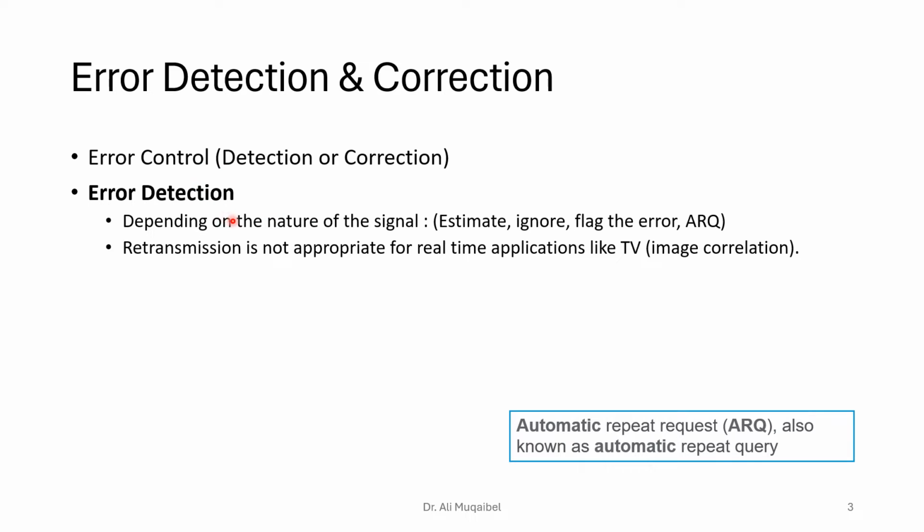Error detection depends on the nature of the signal. So the moment you detect an error, you either estimate the erroneous signal, or just ignore or flag the error so that the end user will know that there is something wrong, or use automatic repeat query, ARQ systems, either automatic repeat query or also known as automatic repeat request. So the Q stands for query.